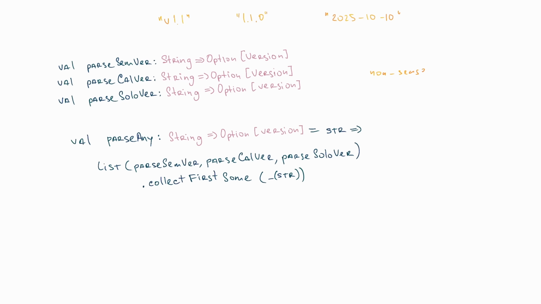But if we pass some nonsense string, it's going to go to the first one and fail, go to this one and fail, go to this one and fail, and so it's going to be None at the end, not another version. I hope this makes sense. It's going to get better from here.